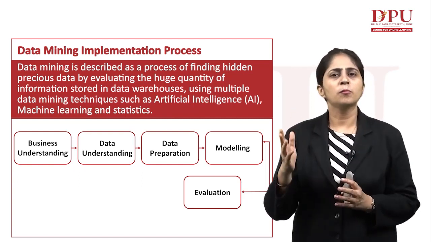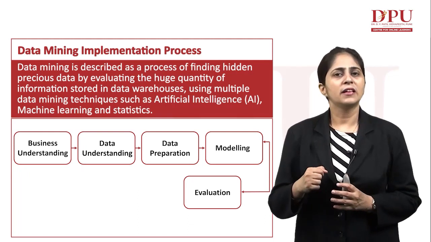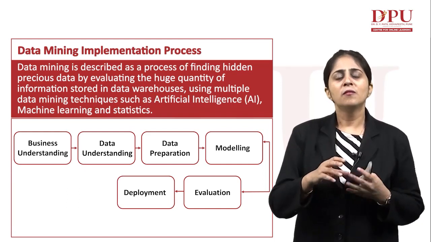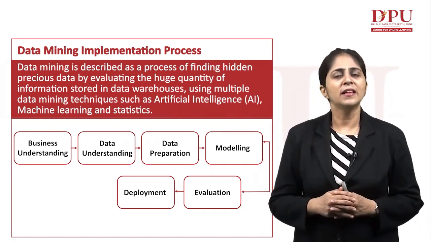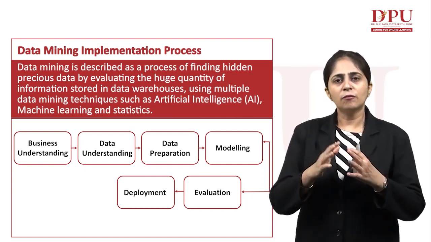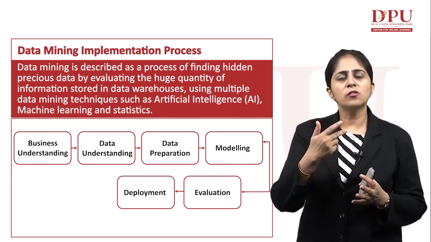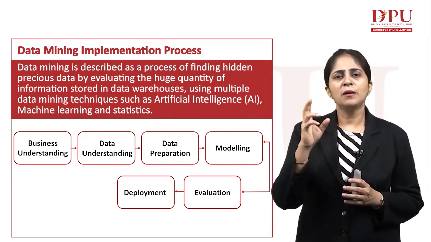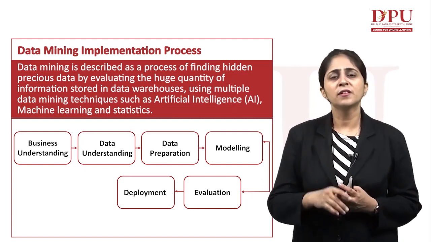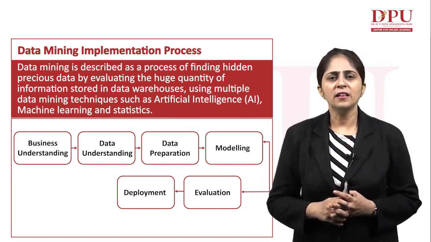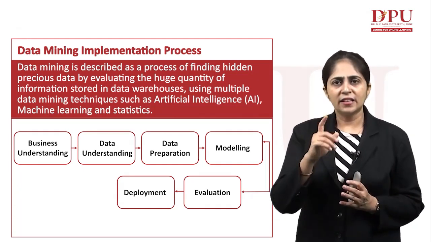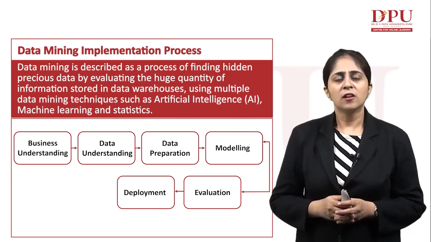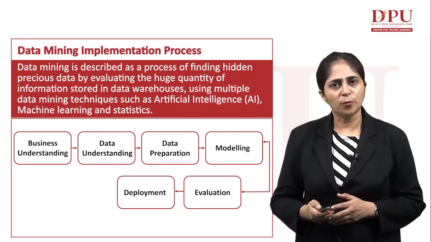After the whole evaluation process is done, we have evaluated our data properly. The next thing that we are going to do is deployment. Deployment means we will now implement this data mining technique that we have developed. We have to make use of it for running our business. So basically, the data mining implementation process involves 6 steps, beginning from business understanding, data understanding, data preparation, modeling, evaluation, and deployment. So this is the data mining implementation process.